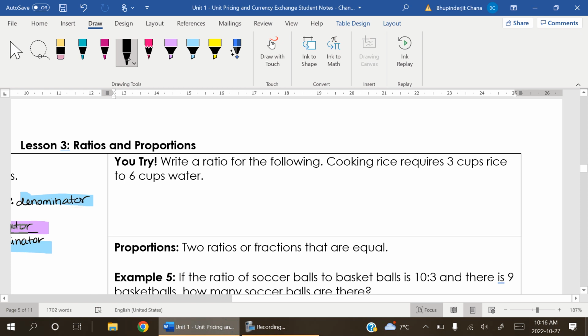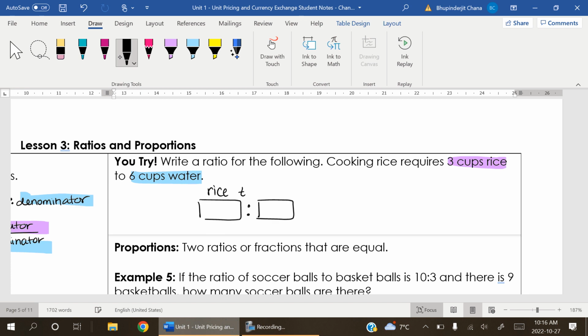Let me get you guys to try this one here. Write a ratio for the following. Cooking rice requires 3 cups of rice to 2 cups of water. So I'm going to do some highlighting for you. The format in D2L is going to look something like this. 2 boxes. In the first one, you're going to go with the rice and then the water. All right, and I'll let you finish that.